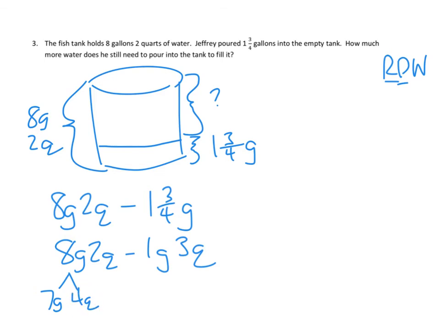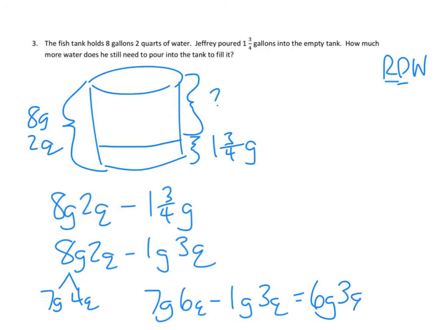So now I'm going to rewrite our subtraction sentence down here. This is now 7 gallons, and we had 2 quarts, and then we decomposed a gallon into 4 more quarts, so that's 6 quarts. So 7 gallons, 6 quarts, minus 1 gallon, 3 quarts. And now I think we can do our subtraction. 7 gallons minus 1 gallon is 6 gallons, and 6 quarts minus 3 quarts is 3 quarts.